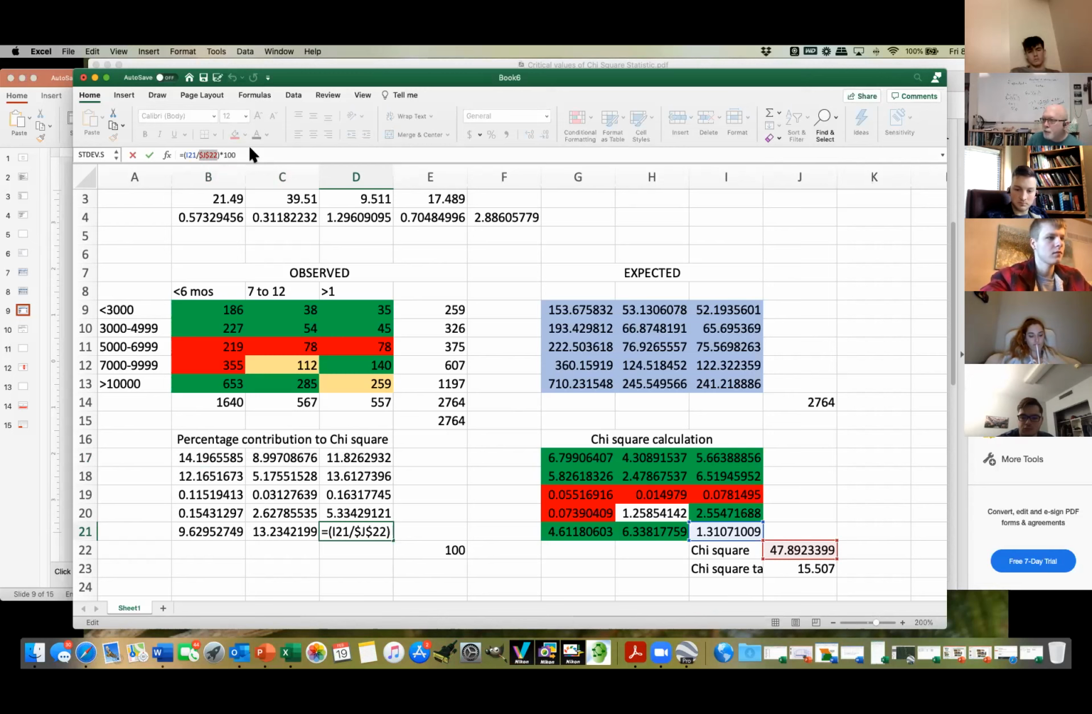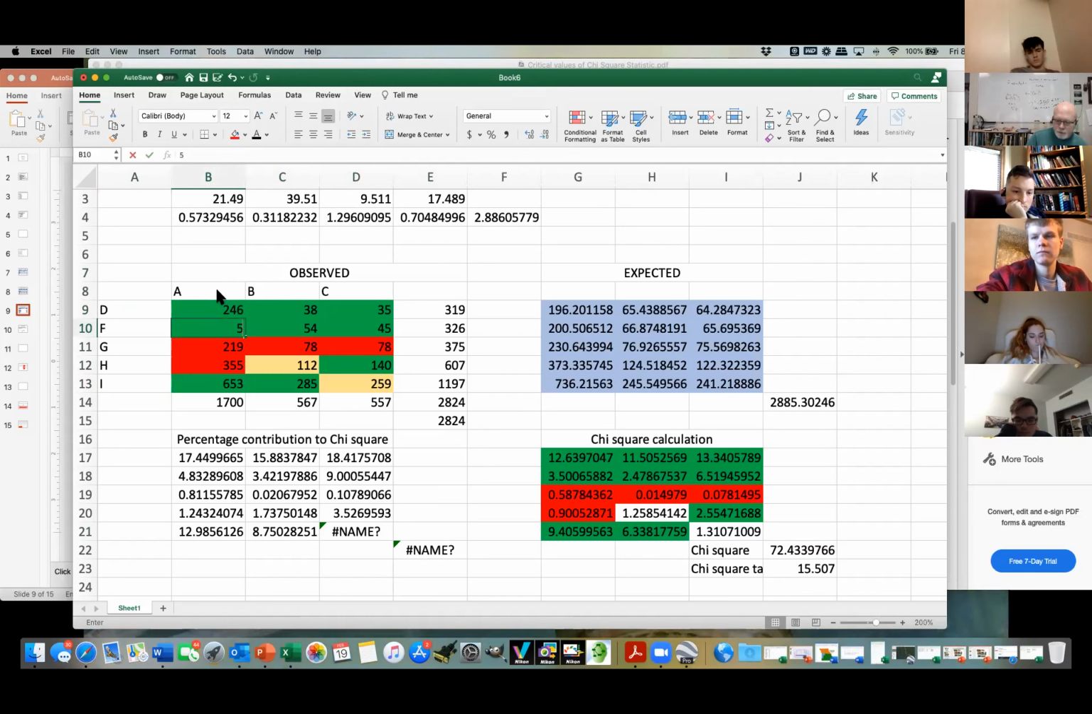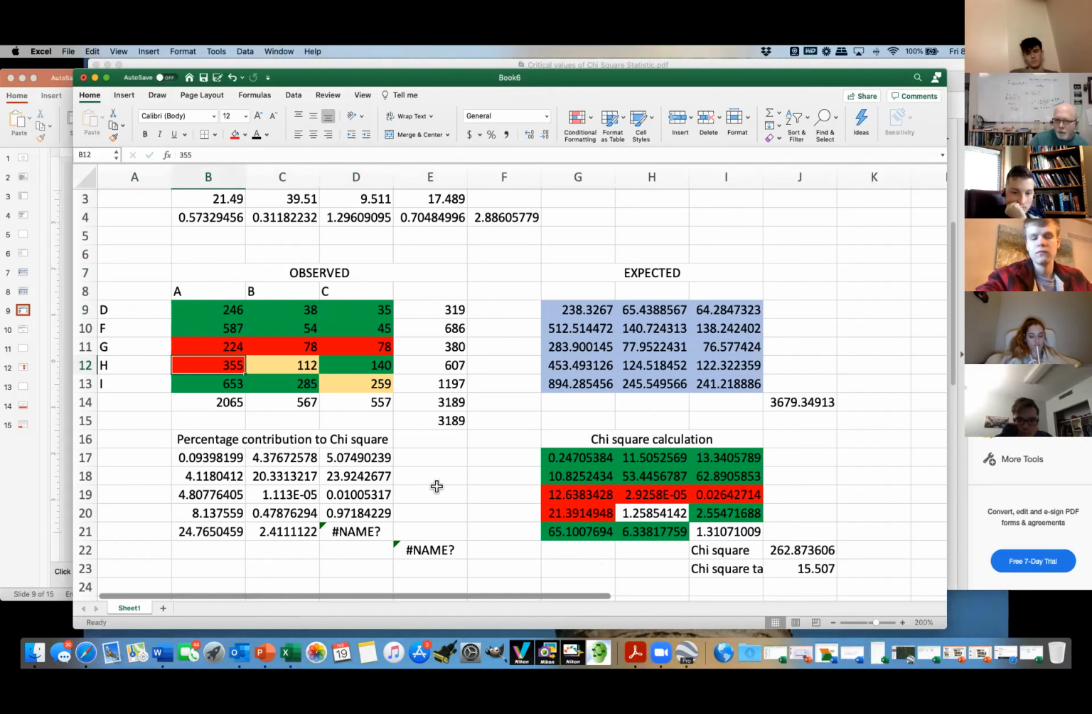One of the reasons that you will see me using static cell references rather than numbers is because if I then have a 3x5 chi-square test that I need to run, I can change the labels. Category A, category B, category C, row D, E, F, G, and H, and I. And then I can change these values. I can change my raw data to 246, 587, 224. And as I do this, it updates all the calculations simultaneously.